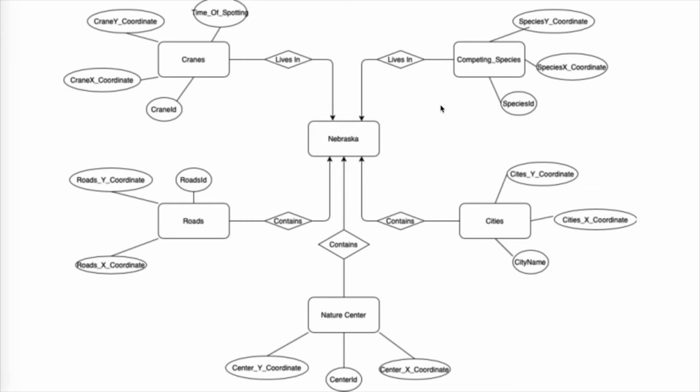A majority of these tables have coordinates to identify their location, but if you look, they also have IDs in order to identify the specific locations within Nebraska and the specific spottings. For cranes, they have specifically a time of spotting in order to identify which season this crane was spotted.